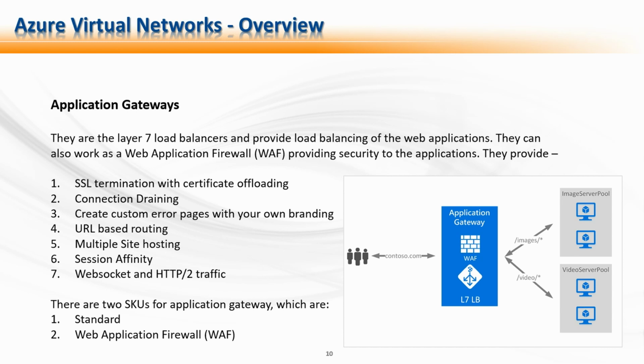There are two SKUs for the application gateway which we can use for configuration: the standard and the web application firewall. The standard provides all the features of the layer 7 load balancers, whereas the web application firewall, abbreviated as WAF, provides centralized protection for web applications from common attacks and vulnerabilities, in addition to everything that is under the standard SKU.